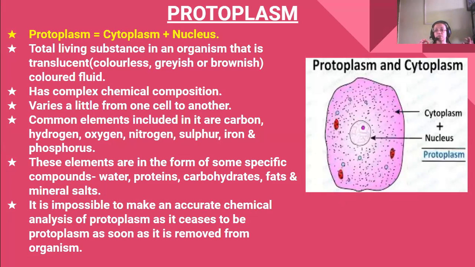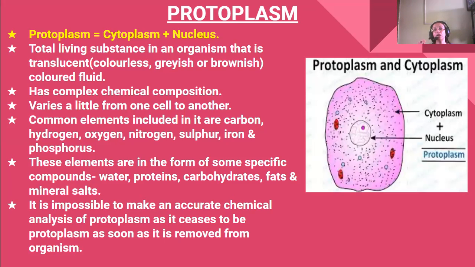That is known as protoplasm. The living substance which is present in any organism, which is a translucent or colorless, grayish or brownish colored fluid, is known as protoplasm. It is the total of the cytoplasm and the nucleus together that makes the protoplasm.